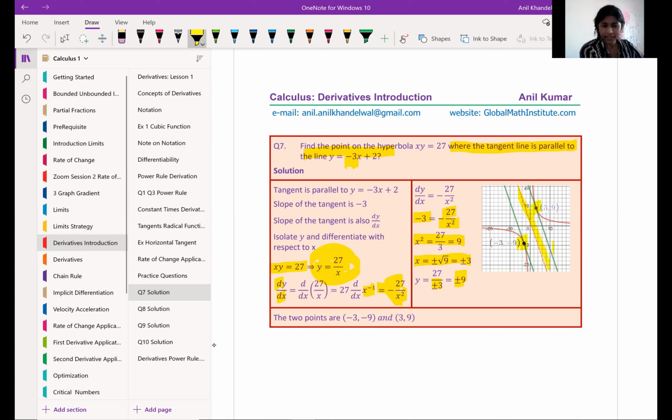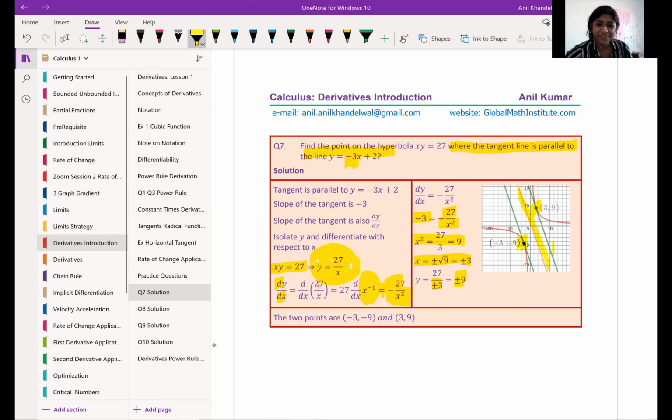Do you mind explaining the first part again? The xy equals 27. I get that you isolate y, and then I don't know how you got it. Then we did the derivative of the function on both sides. So when you do the derivative, dy/dx is the derivative of 27 over x. 27 is a constant, right? x I wrote as x to the power of minus 1. Minus 1 times x to the power of minus 2. That minus 2, x squared in the denominator, correct?